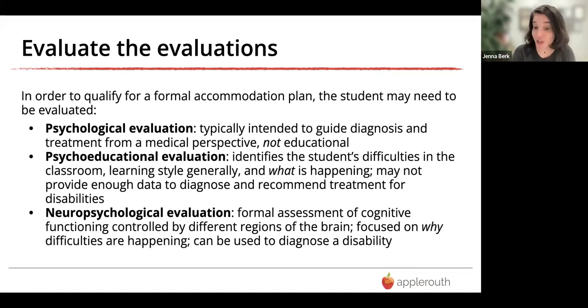A psychoeducational evaluation, now we're starting to get into the educational, will identify the student's difficulties in the classroom, their learning style generally, and what is happening. So it may not provide enough data to diagnose and recommend treatment for disabilities, but it's certainly moving in the right direction. And then you've got a neuropsychological evaluation. This is a formal assessment of cognitive functioning controlled by different regions of the brain. So this is focused more on why the difficulties are happening, not just what is happening. And that can be used to diagnose a disability.